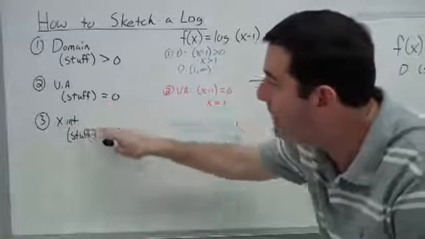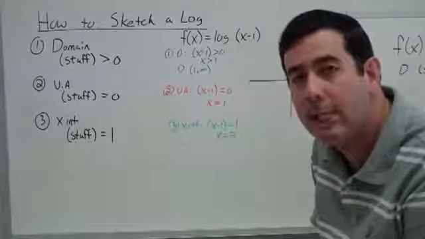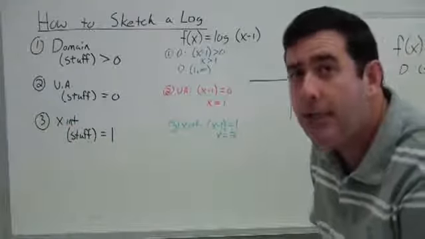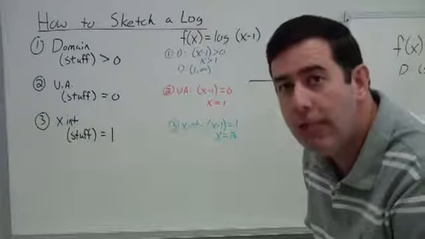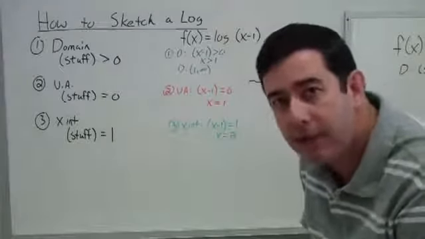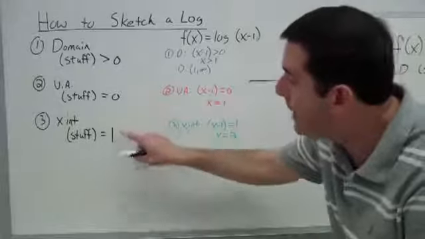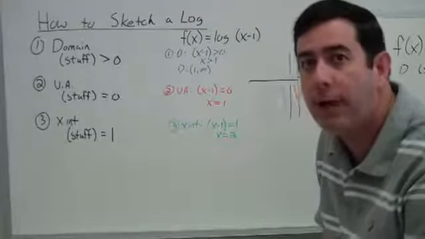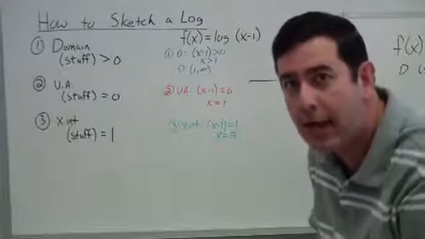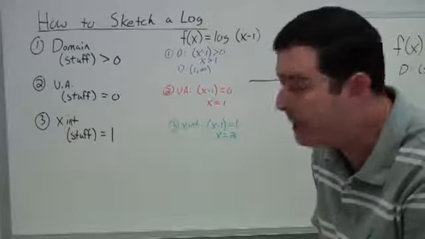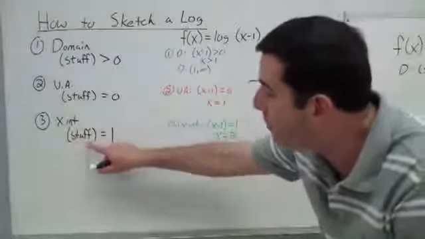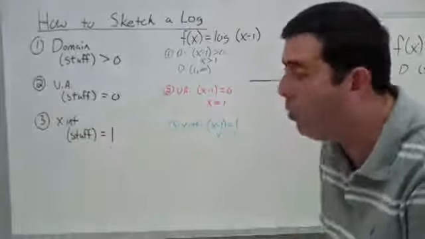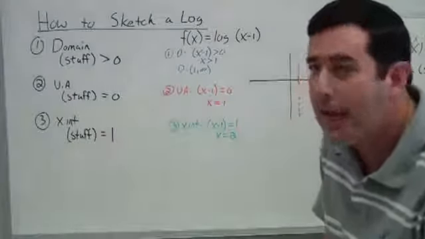The last thing is to figure out an x-intercept. There might be a little bit of a surprise here. In order to do the x-intercept, take the stuff in the parentheses, set it equal to 1. This has to do with rules for exponents that we'll talk about in class, but to do an x-intercept, take the stuff in parentheses, set it equal to 1. Let's see it in action.